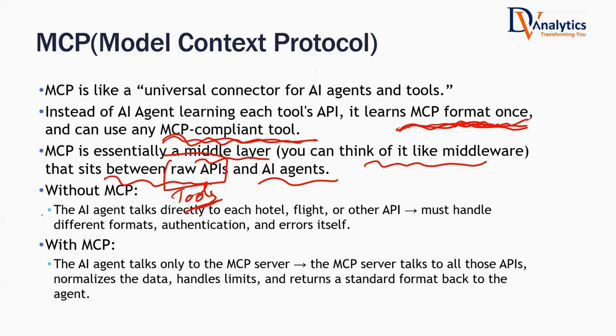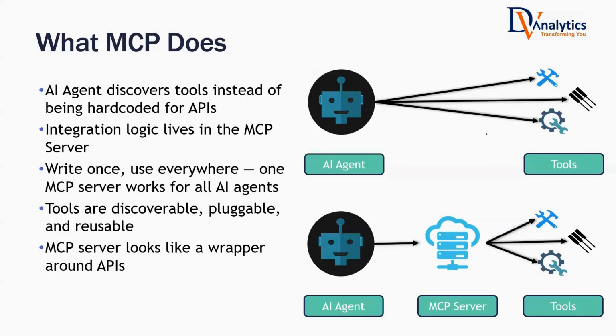Without MCP, the AI agent talks directly to each hotel API, each flight booking API, and others. It must handle different formats and authentication errors by itself. Now with MCP, the AI agent talks only to the MCP server. The MCP server talks to all these APIs, normalizes the data, handles the limits, and returns the standard format back to the AI agent. So without MCP, the AI agent talks to the tools directly; with MCP, the AI agent talks to the MCP server, which handles all this.